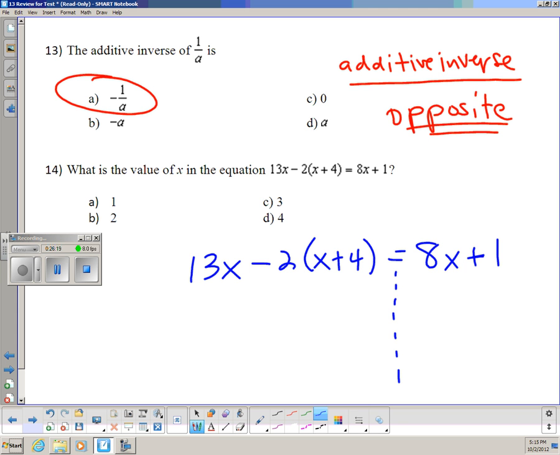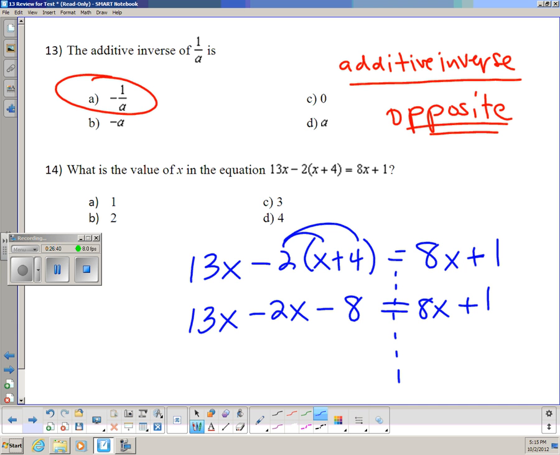So the first thing I'll do is, I don't like these parentheses. I can use the distributive property and distribute the negative 2. The 13x comes down. I get negative 2 times x, which is negative 2x, and negative 2 times a positive 4, which is negative 8. And that equals 8x plus 1.